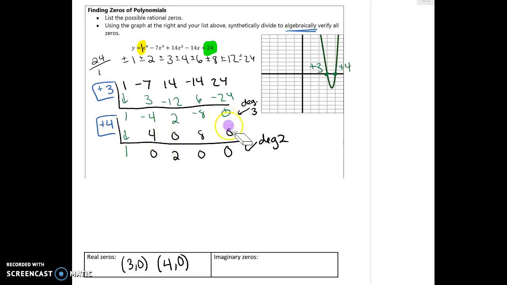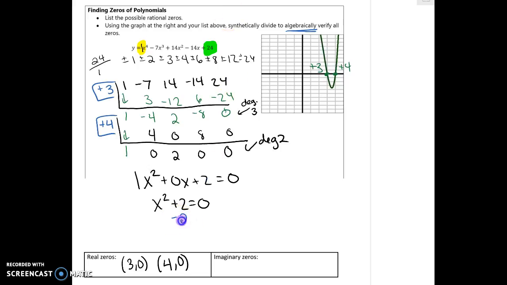We started with a degree 4. That means the first time I divide, that's a degree 3. Second time I divide, that's a degree 2. So I'm going to create a polynomial, 1x squared plus 0x plus 2 equals 0, and now I'm going to solve that. Because again, this is a degree 4, I should have 4 zeros total, but I only see 2 real ones, which means I probably have 2 imaginary ones. I'm going to simplify that to x squared plus 2 equals 0.